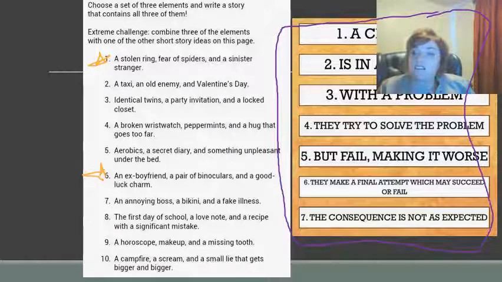They try to solve the problem but fail, making it worse. They make a final attempt which may succeed or fail. The consequence is not as expected. Please pause the tape and work through these steps.